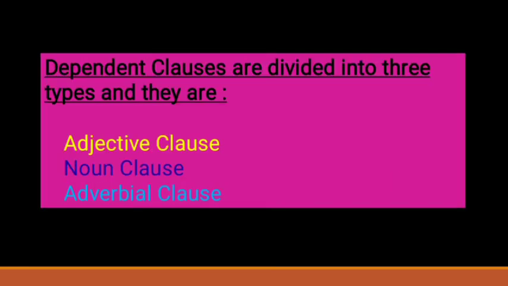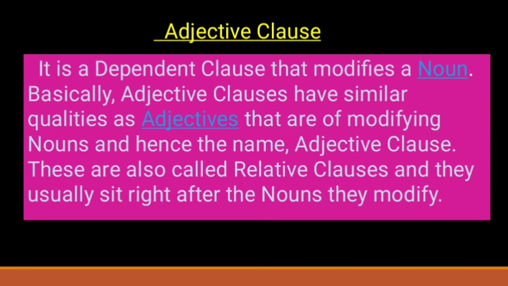Dependent clauses are divided into three types and they are adjective clause, noun clause, and adverbial clause. So when we say adjective clause, it is a dependent clause that modifies a noun. Basically, adjective clauses have similar qualities as adjectives that are of modifying nouns and hence the name adjective clause. These are also called relative clauses and they usually sit right after the nouns they modify.